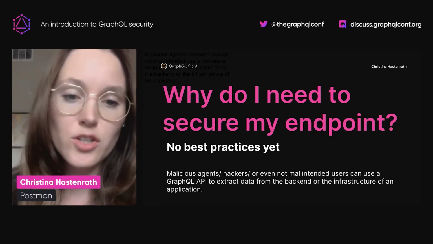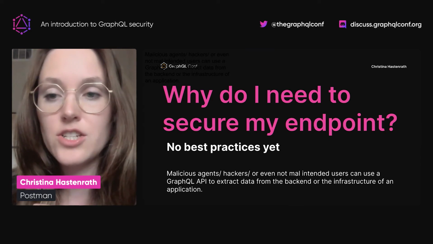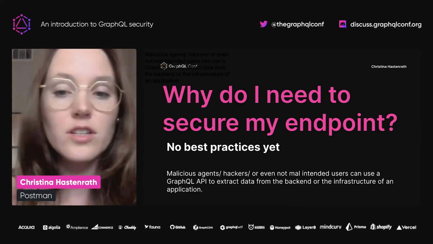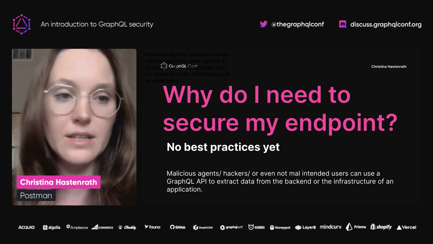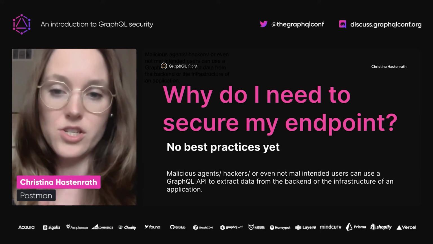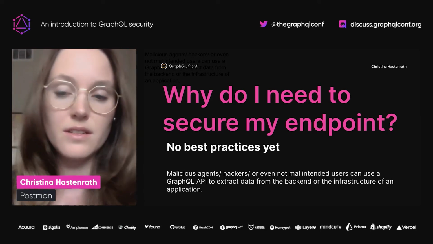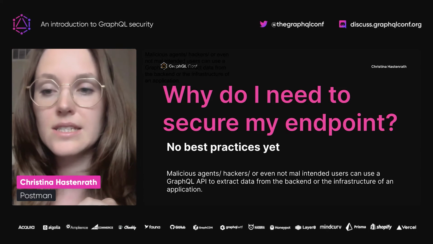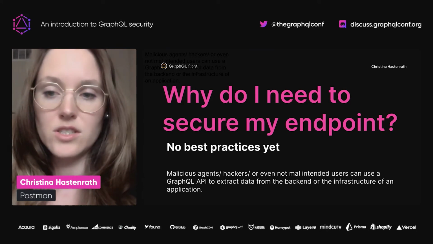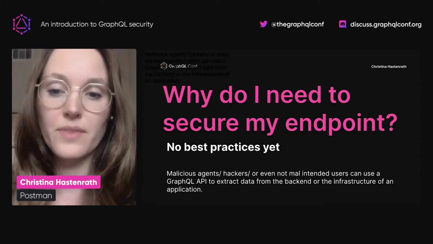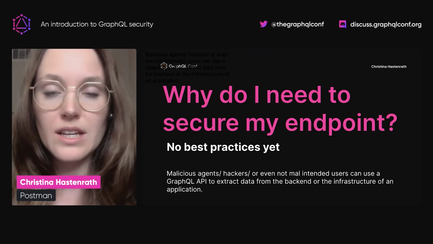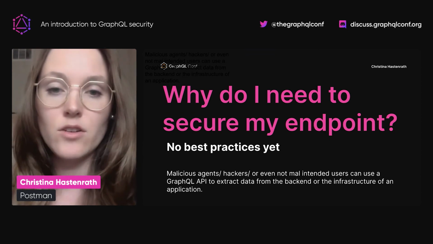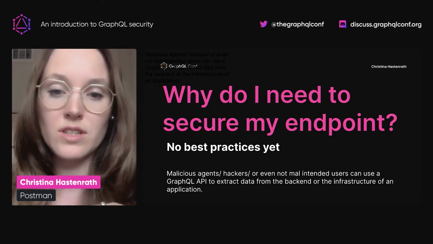So why do I need to secure my endpoint? Malicious agents, hackers, or even non-malintended users can use a GraphQL API to extract data from the backend or the infrastructure of an application. As we will see in our use cases, leaving your GraphQL endpoint unsecured can potentially expose private sensitive data or even worse. Are there best practices? GraphQL is a fairly new kid on the block, and there are no best practices yet. The GraphQL specifications also do not give any either.